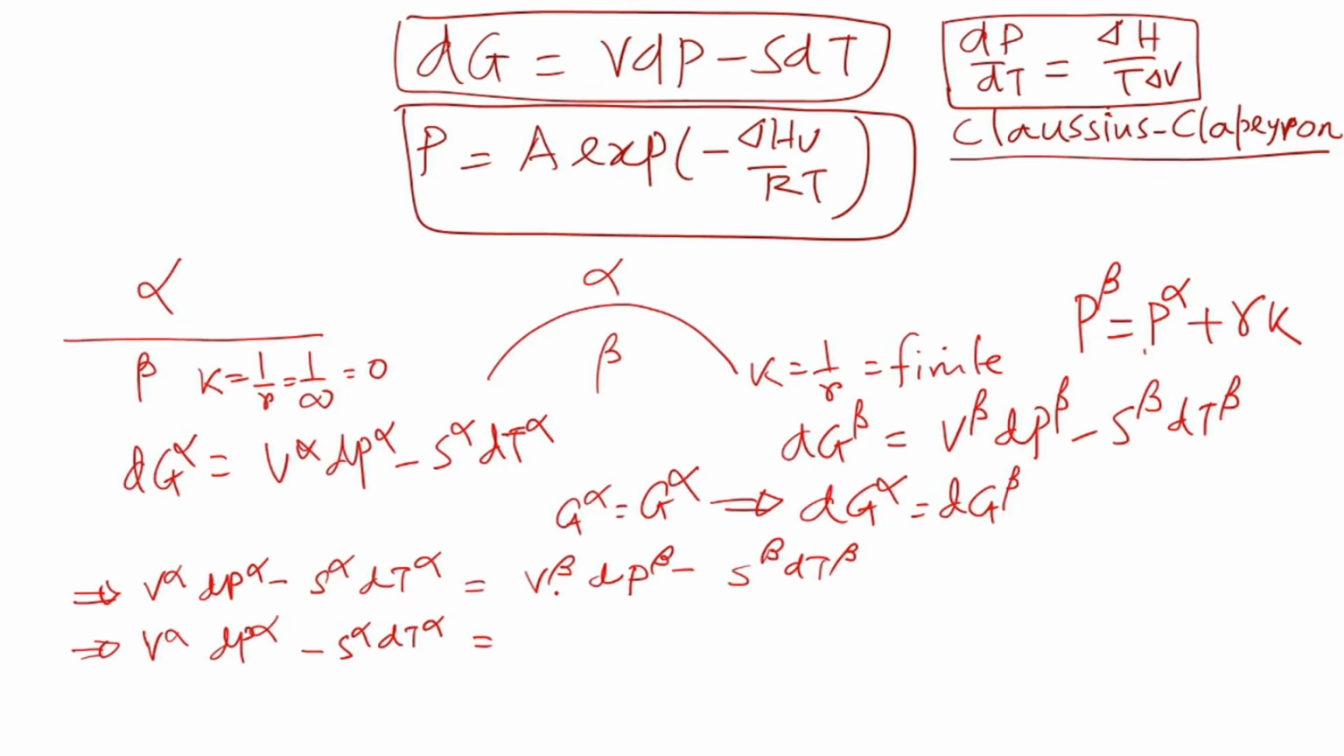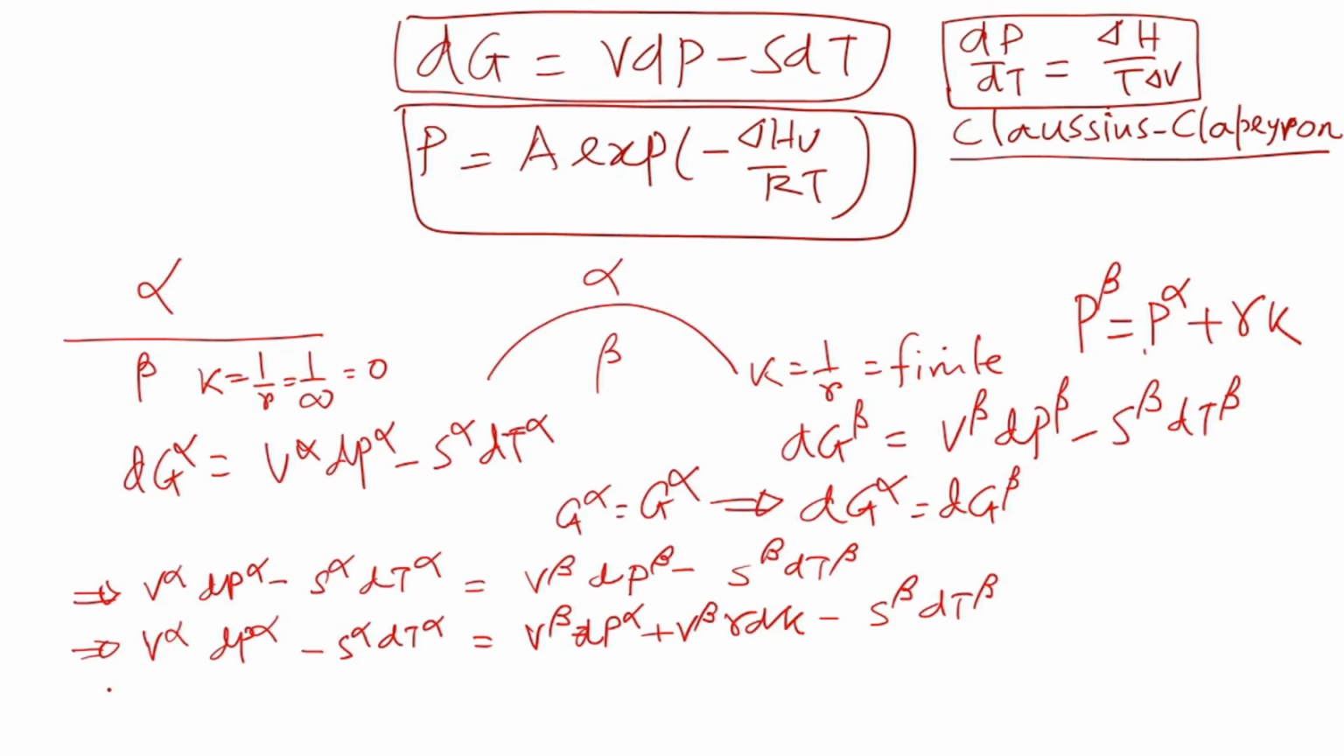So what will be dP beta? dP beta is dP alpha plus gamma d kappa, right? Gamma is constant. Gamma we always assume constant. So we are differentiating these things. dP beta is equal to dP alpha plus gamma d kappa. So you just multiplied by V beta because V beta is there. You have to do it yourself, otherwise the steps will be very large. Minus S beta dT beta, right?